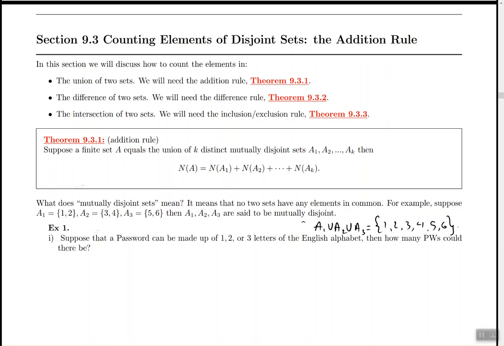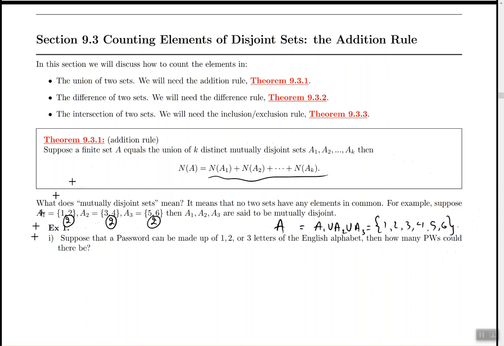Now the question is, if I call the union capital A, how big is capital A? What's the cardinality? How many elements does it have inside? Well, you can see it right here. It's got 6 elements. What's another way of calculating this? According to the theorem, since my sets were mutually disjoint, I could just calculate how many elements there were in A1, which is 2, how many elements in A2, which is 2, and how many elements in A3, which is also 2, and then add up those numbers. 2 plus 2 plus 2 is equal to 6 again.